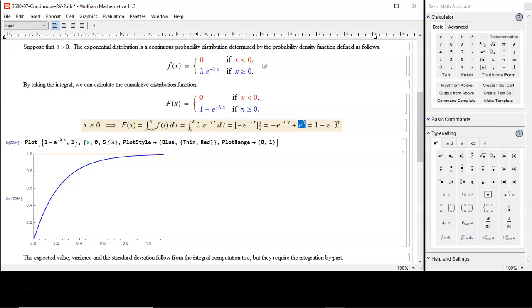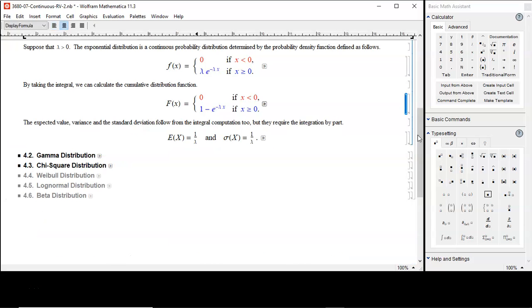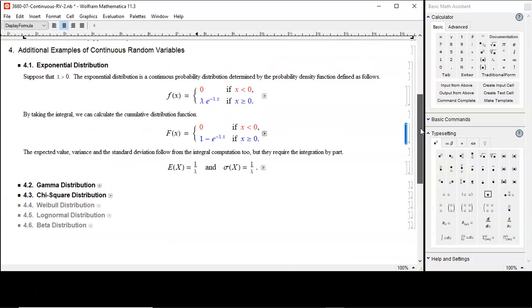This is 1, so we end up with c equals 1 as before. By the way, here's a visualization. Red is the horizontal asymptote, y equals 1. Alright, so much for the PDF and CDF.